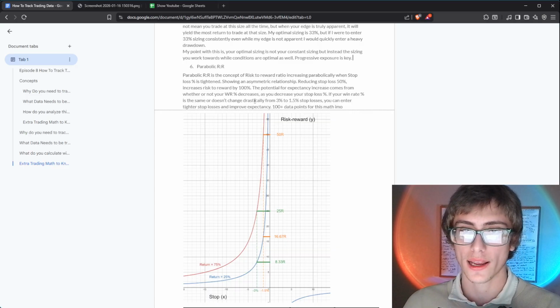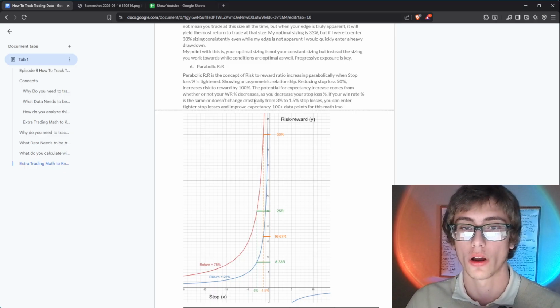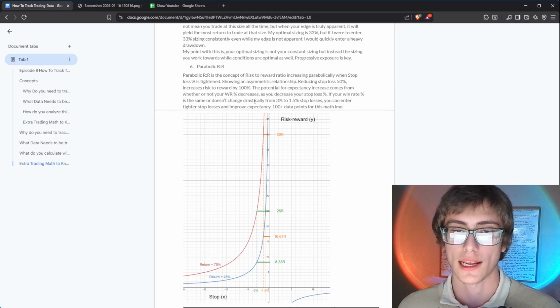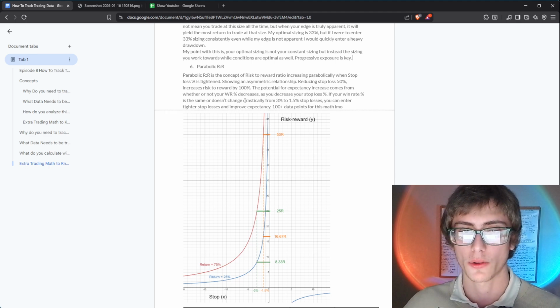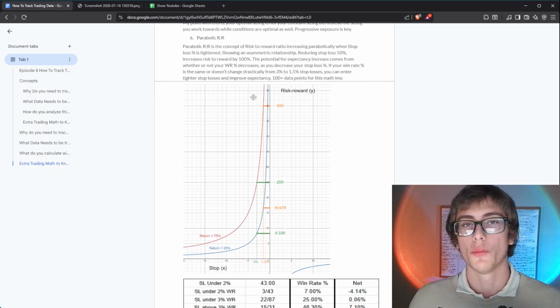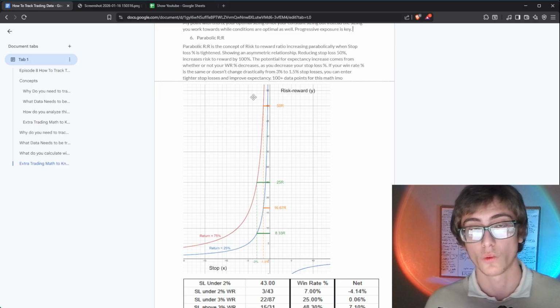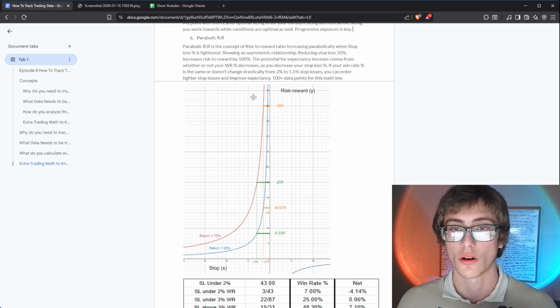The potential for expectancy increase from this, right, the edge optimization from this, comes from whether or not your win rate percentage decreases. So as you decrease your stop loss percentage, if your win rate percentage is the same or doesn't change drastically from 3% to 1.5% stop losses, you can enter tighter stop losses and improve expectancy. But in my opinion, you need a lot of data points to apply this math to your system. Don't just willy-nilly try to enter tight stop losses because of this concept.